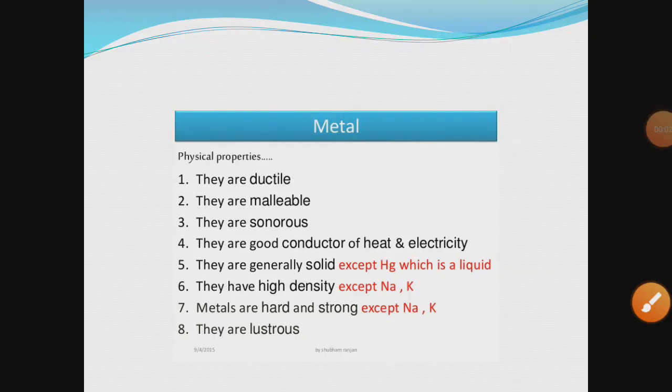Good morning, students. Today we will have a comparative study of physical properties of metals and nonmetals. Let's get started with the physical properties of metals.